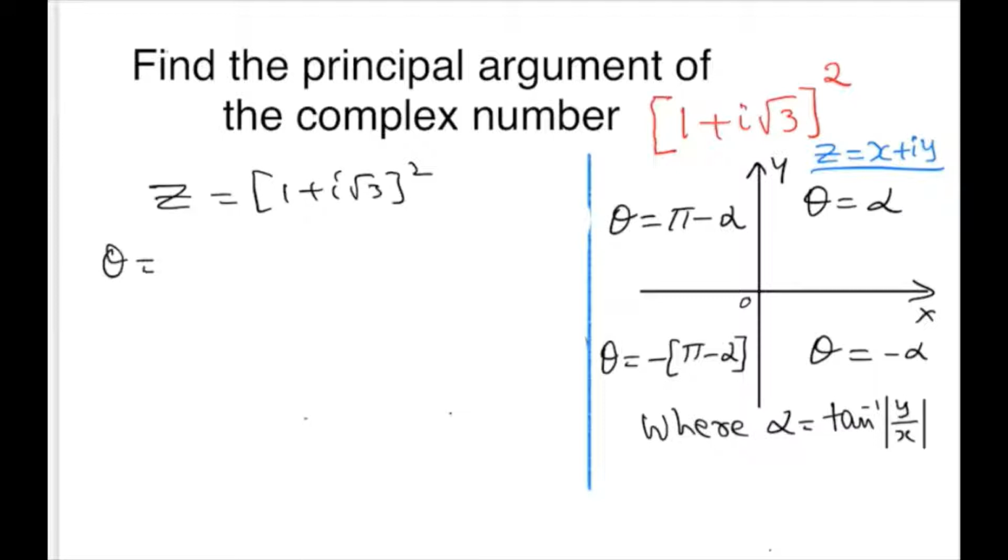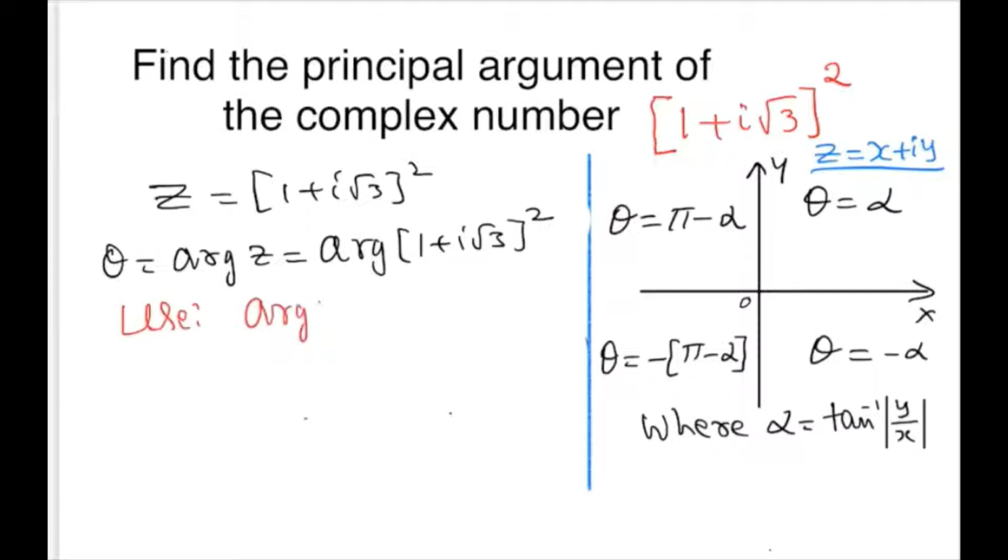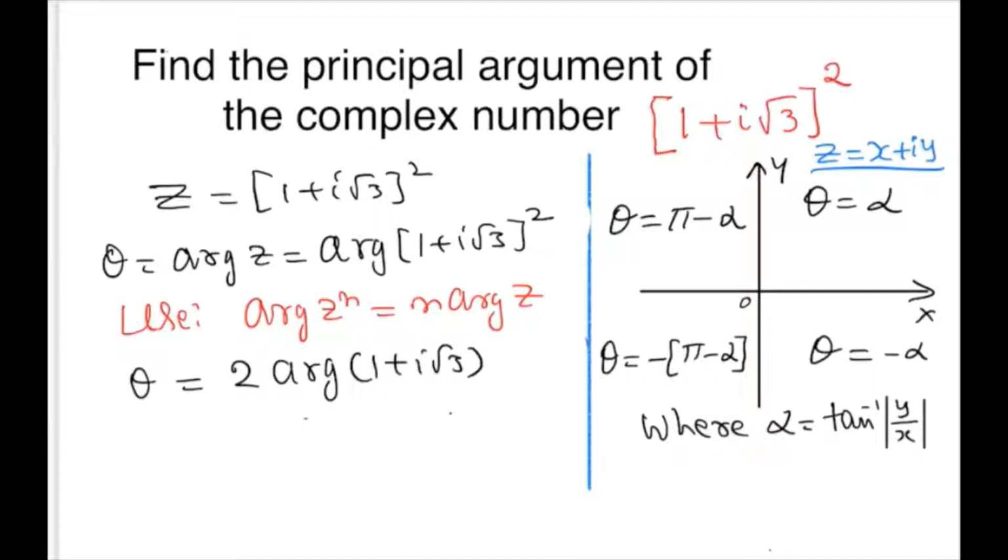Now theta, the argument of z, is the argument of (1 + i√3)². Here, use this result: argument of z to the power n is n into argument of z. So the power comes out, 2 times argument of 1 + i√3.